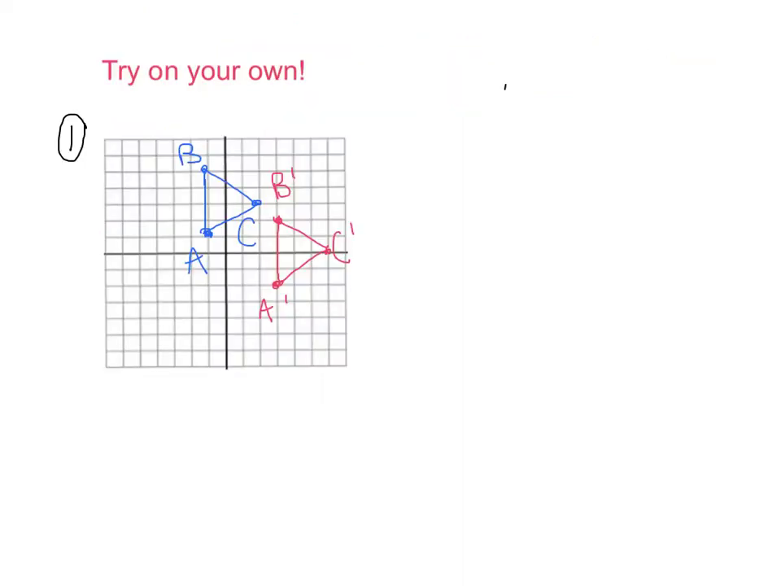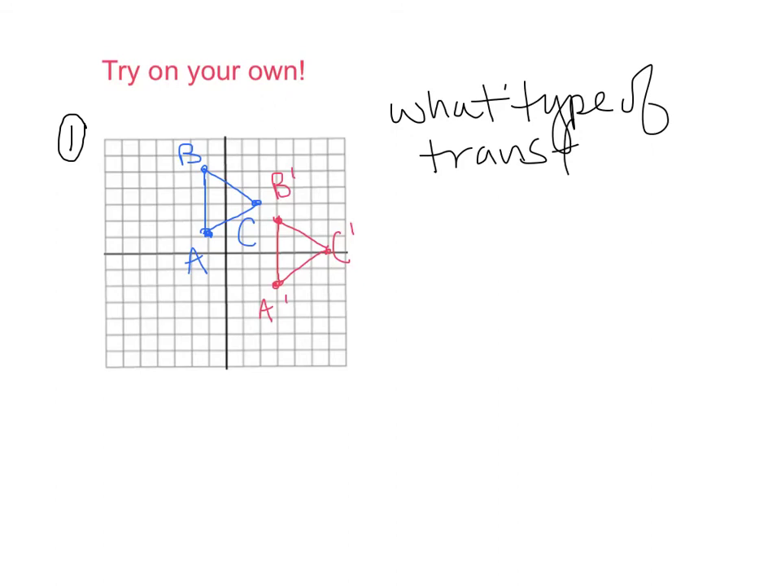Okay, so here's a problem I want you to try on your own. So the question is, what type of transformation, and then can you write it in arrow notation? Can you write the transformation in arrow notation? So at this point, I would like you to pause the video, get out a piece of paper, and solve it. Pause it.